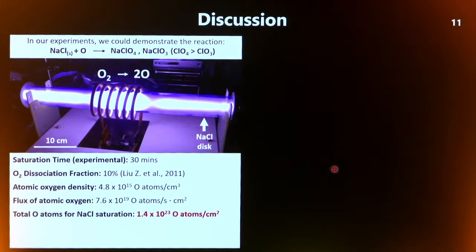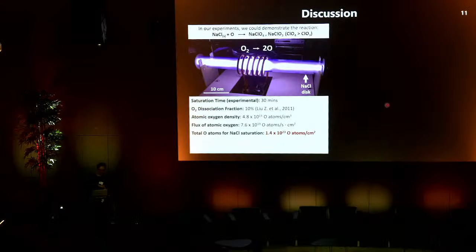And just for a quick discussion, in our experiments we demonstrate this reaction to happen, but I also want to think if this reaction makes sense in the Martian atmosphere, because, of course, the plasma tube is a very different environment than the Martian atmosphere. And to do that, I'm going to use my experimental result that showed a saturation time of 30 minutes. And what I'm doing here is estimating the molecular oxygen dissociation fraction.